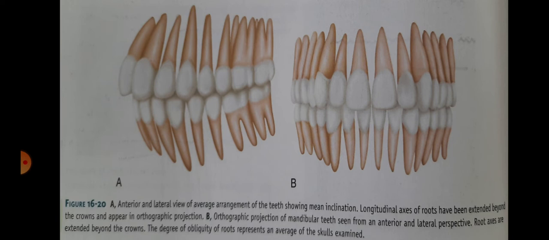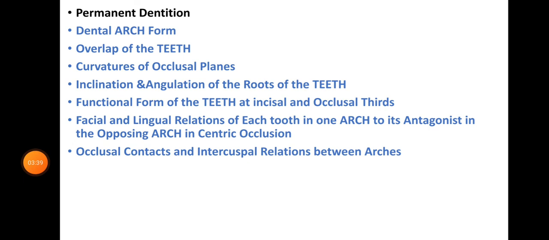The degree of obliquity of roots represents an average of the skulls examined. Each tooth must be placed at the angle that best withstands the lines of force brought against it during function. The angle at which it is placed depends on the function the tooth needs to perform. If the tooth is placed at a disadvantage, its longevity may be at risk.